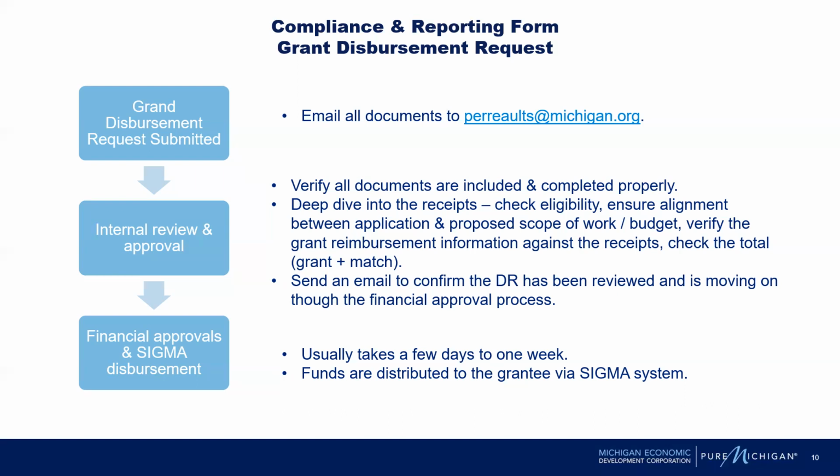When I am done with that process, I will send you an email to confirm that the disbursement request has been received and is moving through the financial approval process. Once that occurs, usually within a few days to a week, the disbursement will go through the financial approvals and be dispersed through the Sigma system. Keep in mind the funding is coming to the grantee, which is the local organizations and the applicant, and then it is up to you to subgrant or redisperse to the small business.